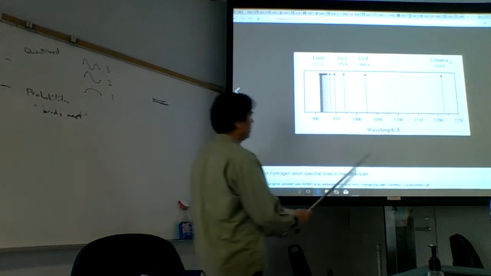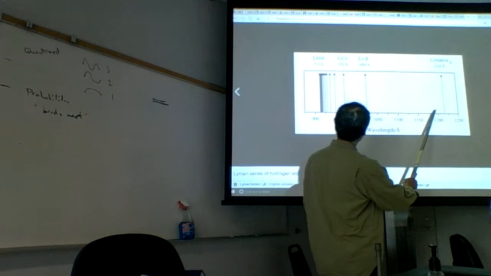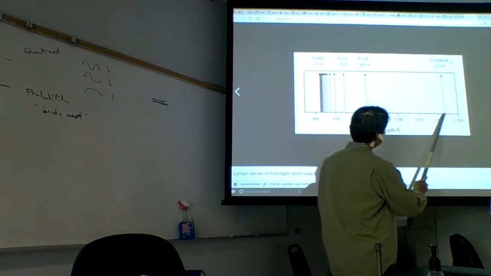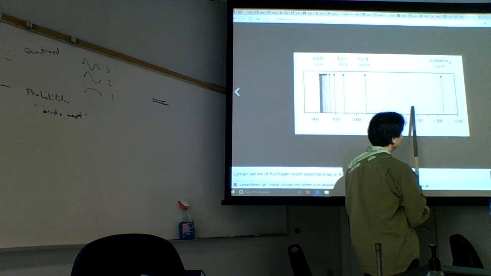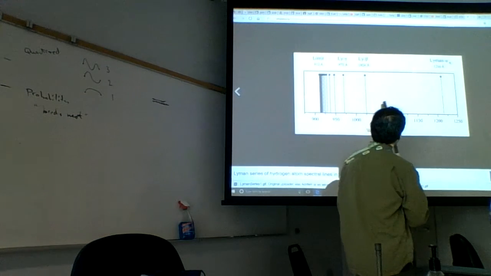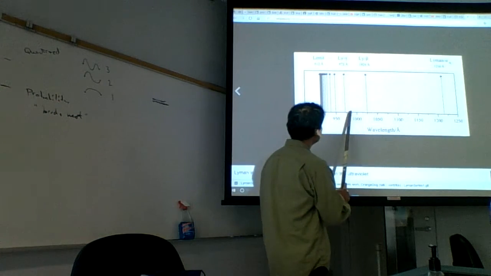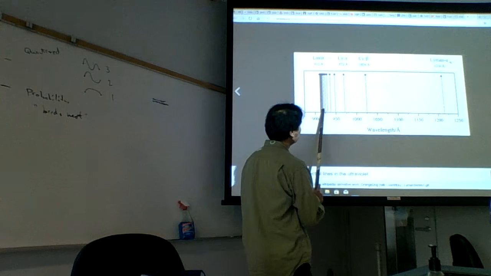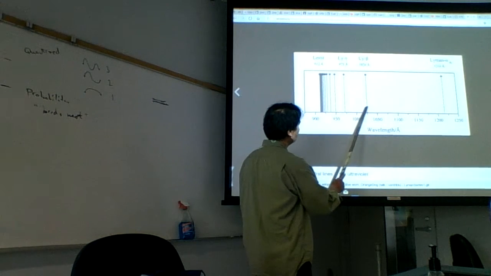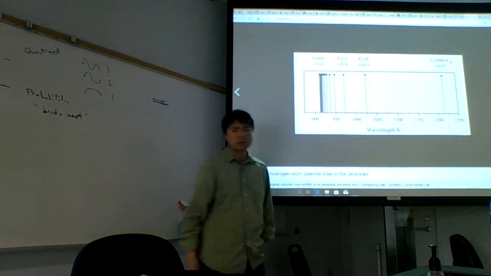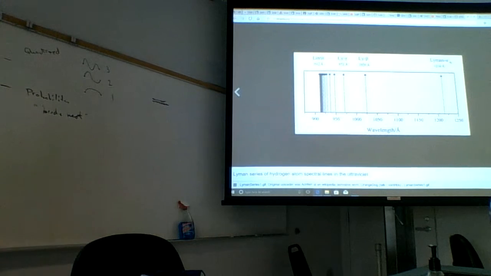And so probably this one, let's see, this is the highest energy. The lowest energy one here is probably a 2 to 1 transition. Then the next one, 3 to 1, etc. So these are all dropping down. And so these lines can be detected, but they aren't visible to the eye. It's a Lyman series.